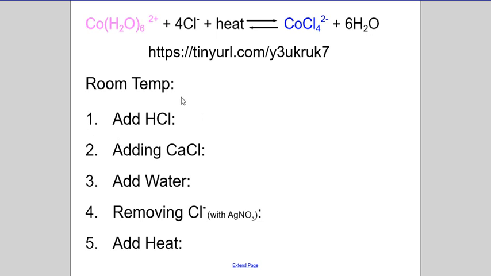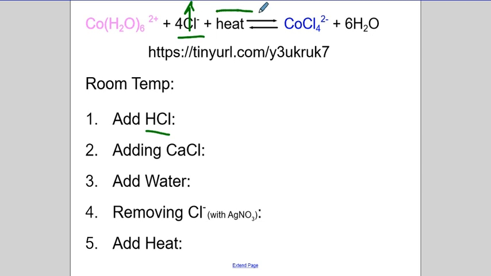So stress number one is adding HCl. So we're adding hydrochloric acid. Well, you can see that HCl isn't anywhere in this reaction up here, but Cl minus is. So if we add HCl, it's the same thing as adding Cl minus because this thing breaks up to make Cl minus. So really what we're doing is we're adding Cl minus.